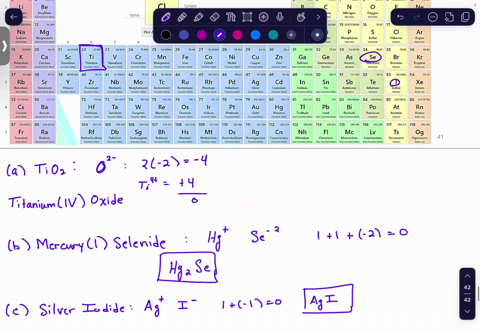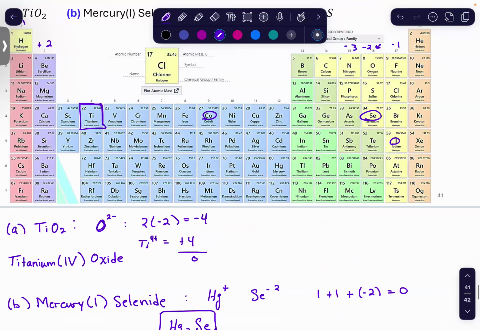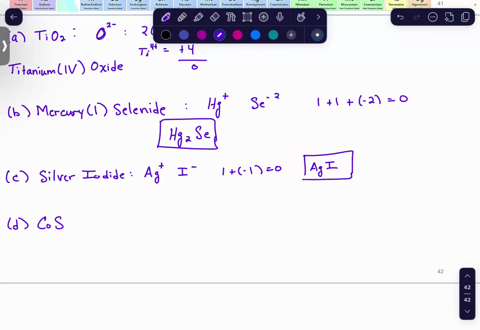And part D, CoS. Okay, yeah, where are these? Well, Co, that's cobalt. I don't really know what it is yet. S, sulfur. Okay, that one I know. So my CoS, well, my sulfur is in the oxygen column, so it is a 2 minus, giving me a charge of -2 because there's only one of them. Well, cobalt, whatever X is, has one of them, has to neutralize.